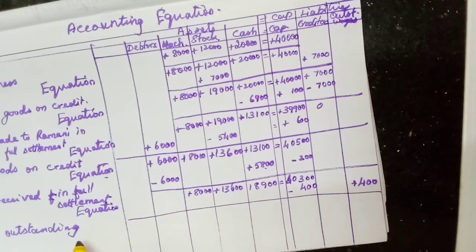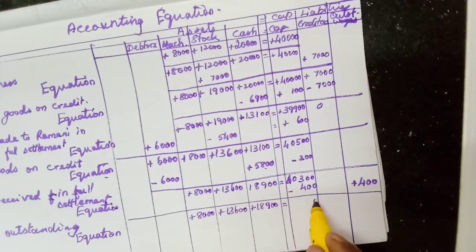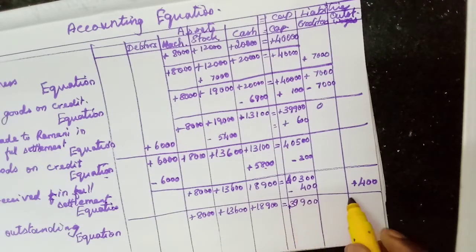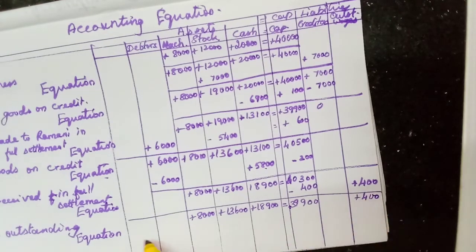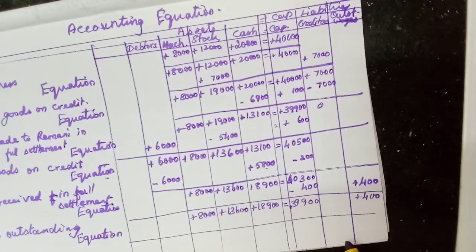Okay, now we will write the final equation. Plus 8,000, plus 13,600, plus 18,900 equal to, we need to deduct, isn't it? 13 minus 4, 9. Here 9, 3. So plus, then plus 400. If you add and check, we will get the same amount. Okay.